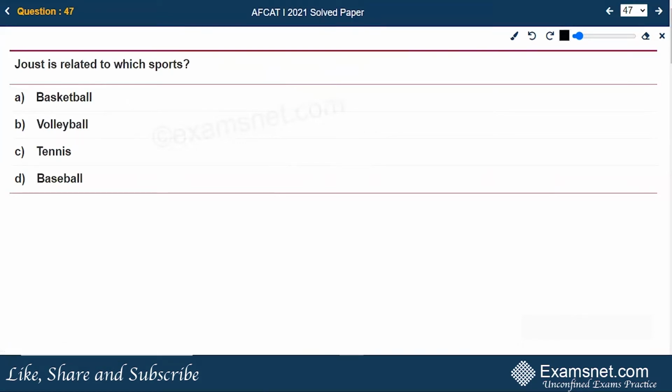Joust is related to which sport? Basketball, volleyball, tennis, or baseball? This is related to the volleyball game. Jousting in volleyball is when the ball is falling somewhere near the central line of the net, and both the teams are able to make a play on it. It needs to be somewhere on the net. In a joust, players from both sides will jump up and try to make a winning play on the ball. So the answer to this question is option B.